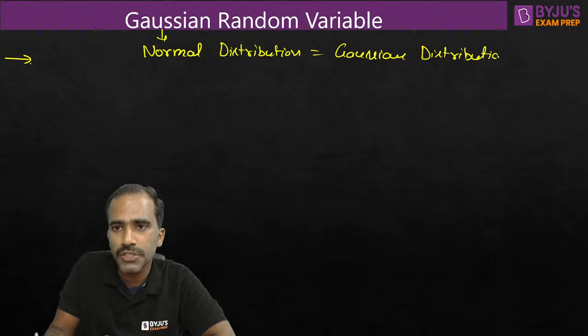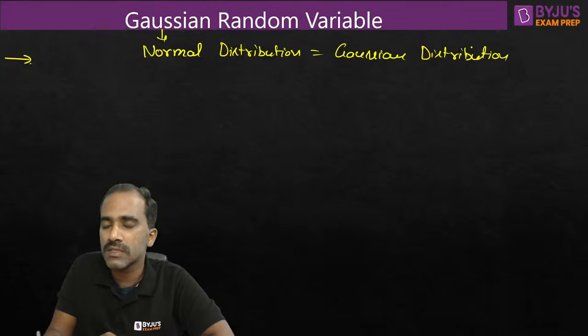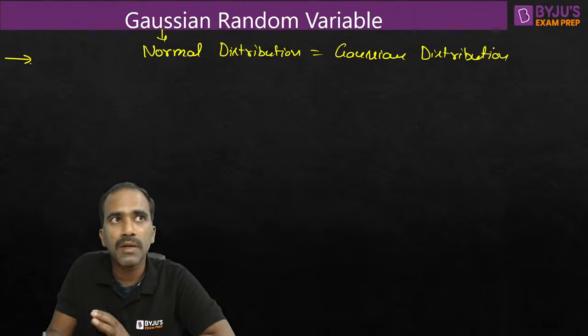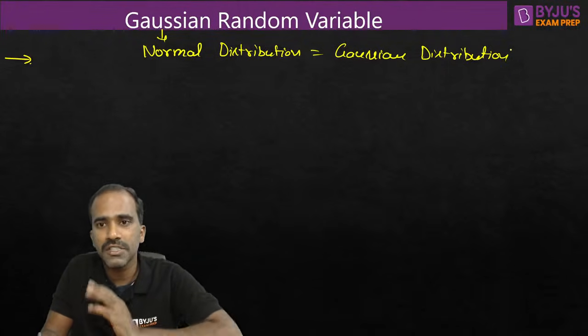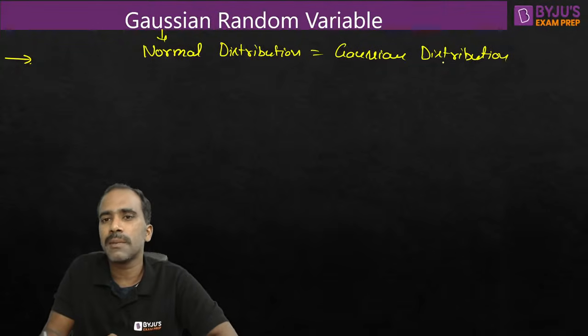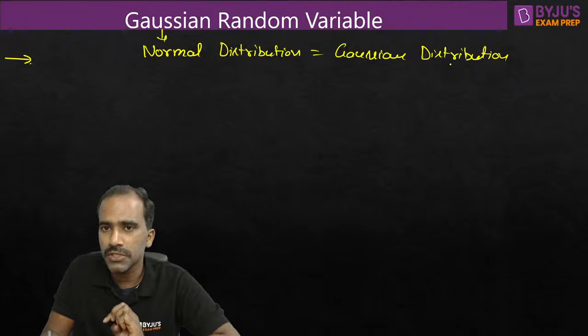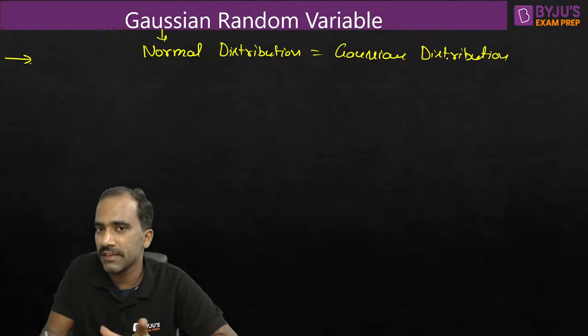When I say Gaussian distribution, it represents PDF, not CDF. PDF means probability density function. We call it a density function, but in general practice they call it a distribution, normal distribution, Gaussian distribution. But actually, Gaussian distribution is a PDF. It does not represent a CDF.